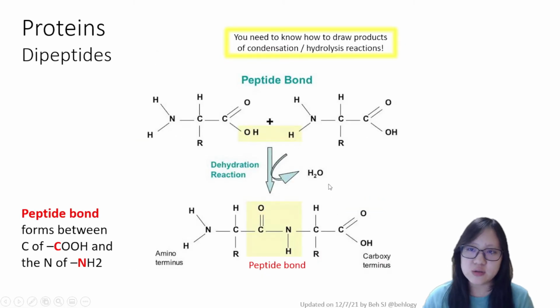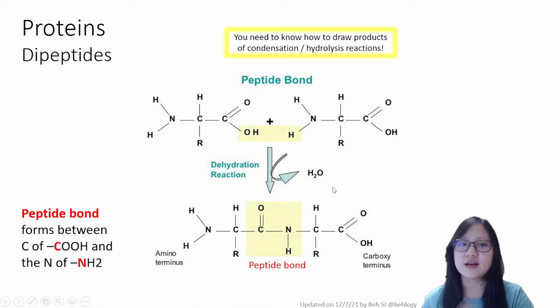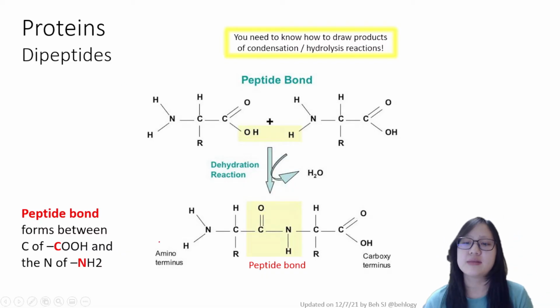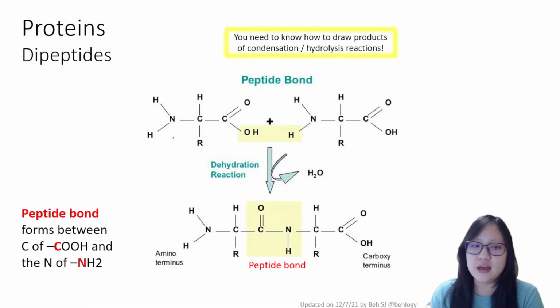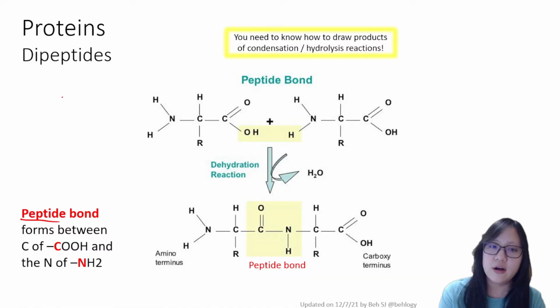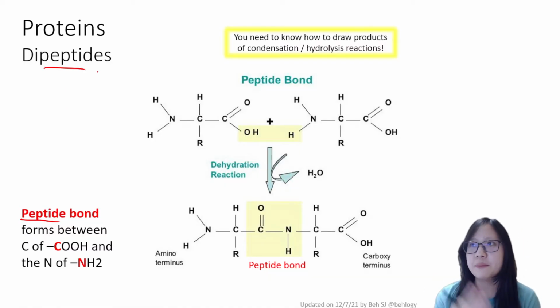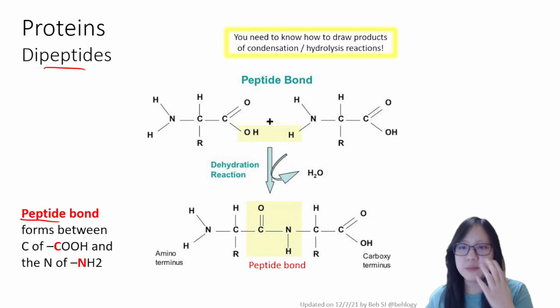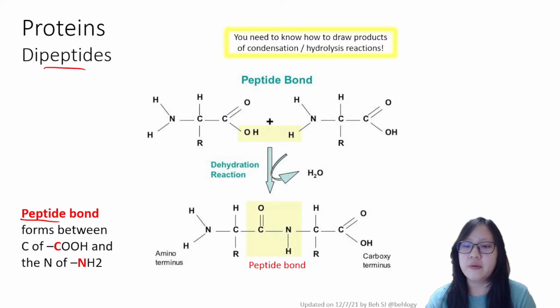Now, what happens when we take two amino acids and put them together? They become a dipeptide, a dimer. Now, dipeptides have peptide bonds. So don't get that confused. Dipeptide, peptide, polypeptide, right? Everything that has the word peptide in it, peptide basically means protein. So remember that.